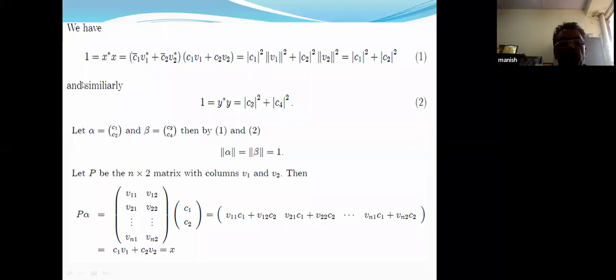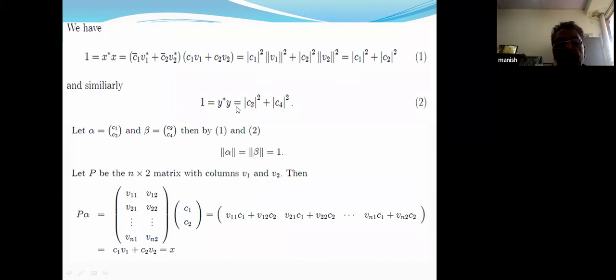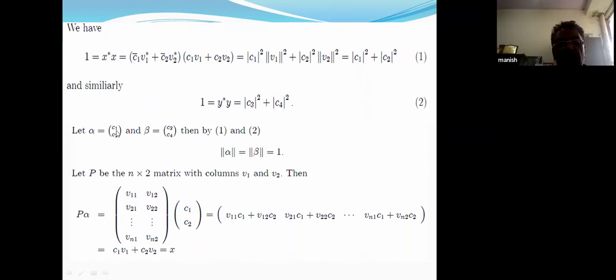Then we also calculate 1 is equal to X star X, substitute the value of X star and this X, and use here V1 star V2 is 0 because V1 and V2 are an orthonormal basis. So mod C1 square plus mod C2 square is 1. And similarly, mod C3 square plus mod C4 square is 1. So if we take alpha to be this vector in C2 and beta this vector in C2, then they are unit vectors from here. Mod C1 square plus mod C2 square is 1. That is, alpha star alpha is 1.